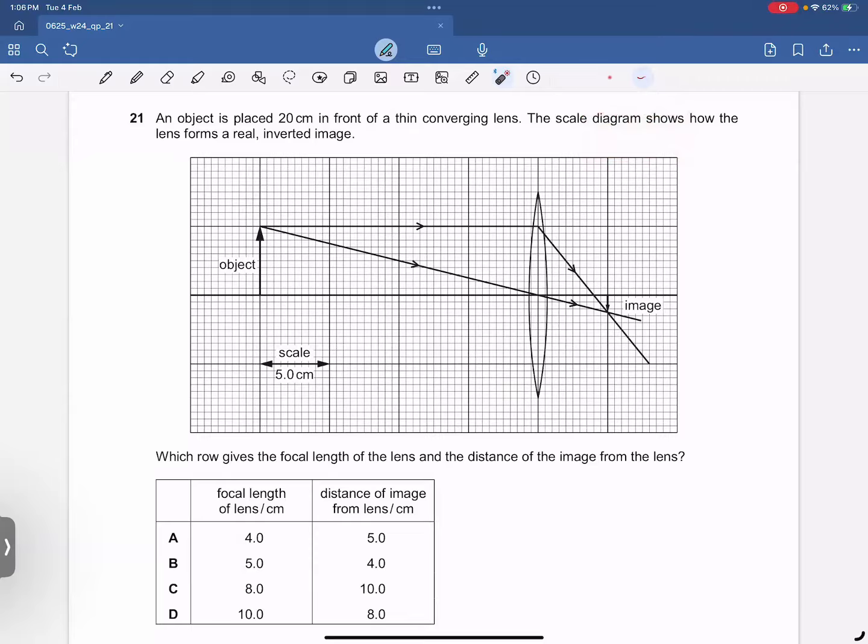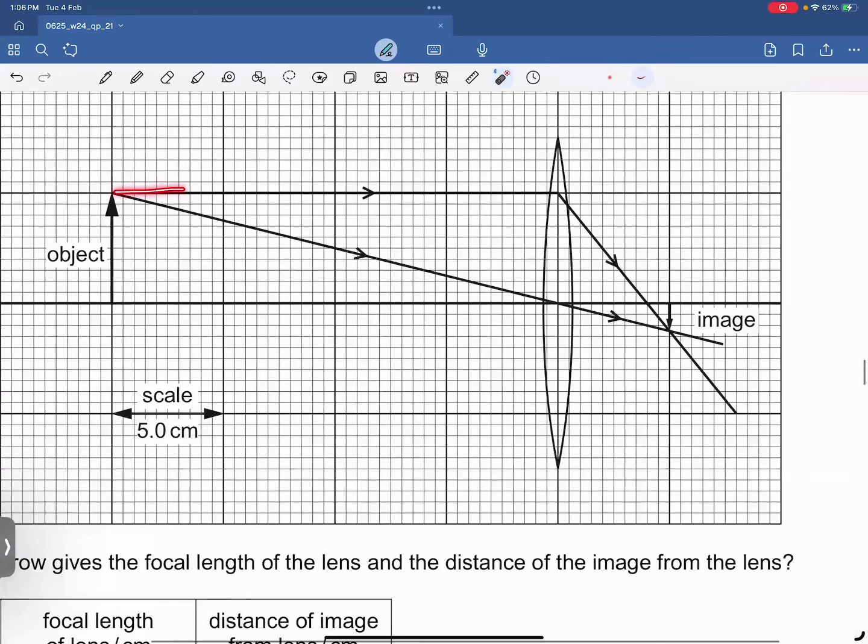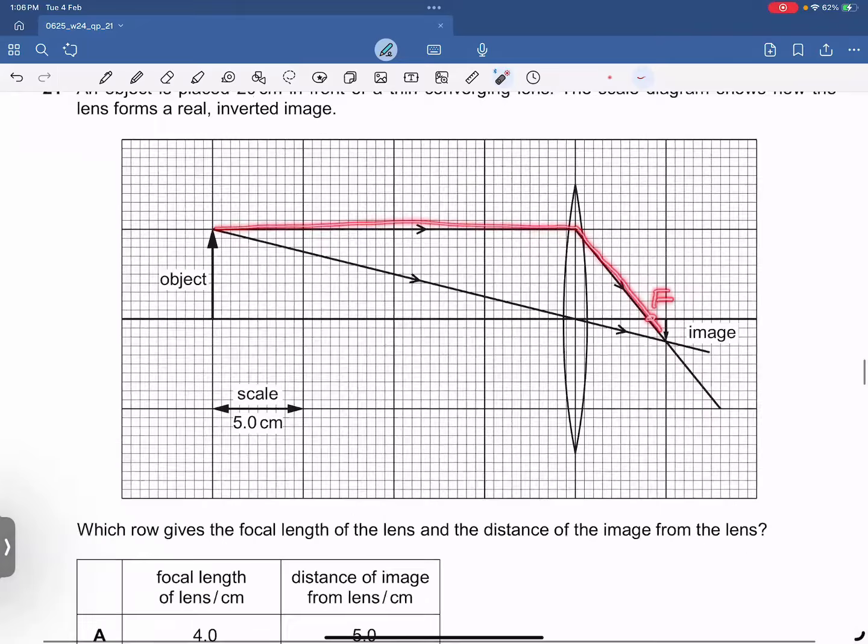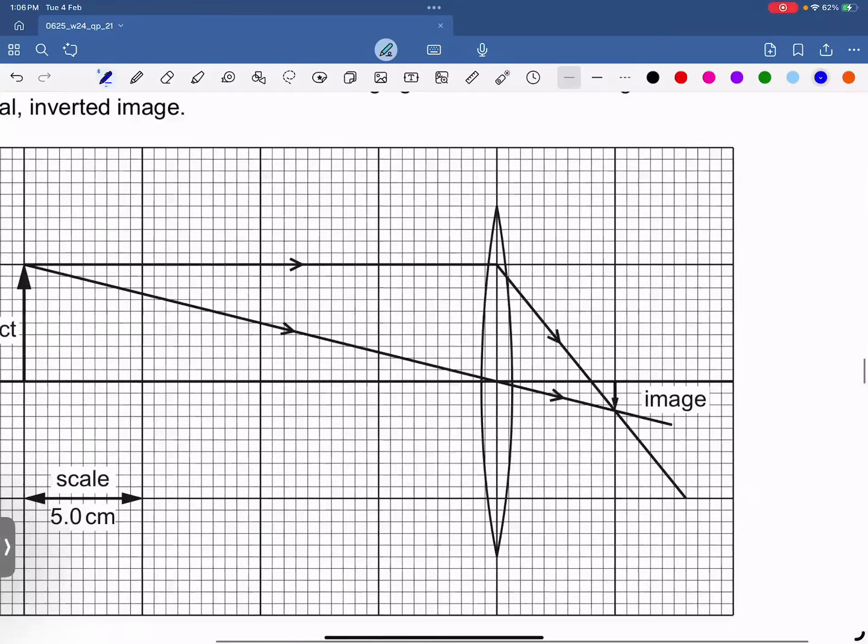Okay, anyhow. Which row gives the focal length and the distance of image? Focal length is when a parallel ray crosses the principal axis, that point is focal point. Here is a parallel ray and it crosses here. So this point is focal point. So my dear students, first label this as F.